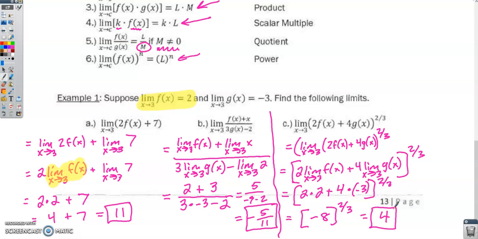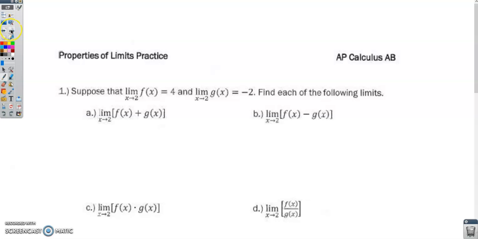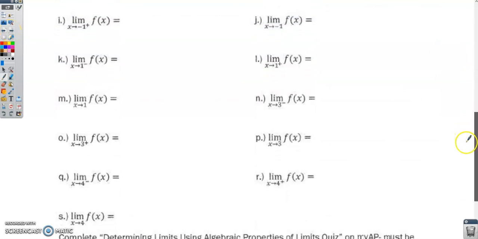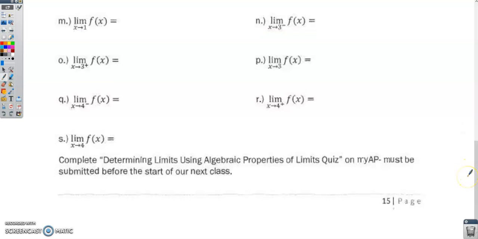That's the end of example 1. And those of you who are taking this in my class, you'll see when you turn to the next page, we've got a couple of pages of practice with properties of limits, giving you some opportunities to apply some things you've learned in this lesson and some of the previous lessons. And then at the very end of that practice is a reminder that you have an assignment on my AP that's due before the next class.